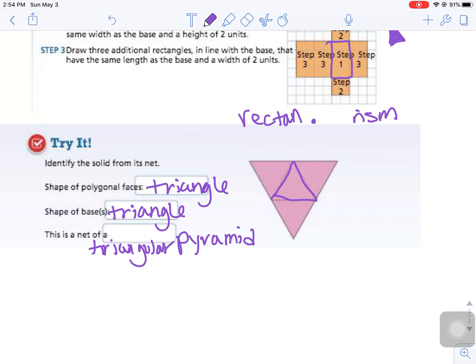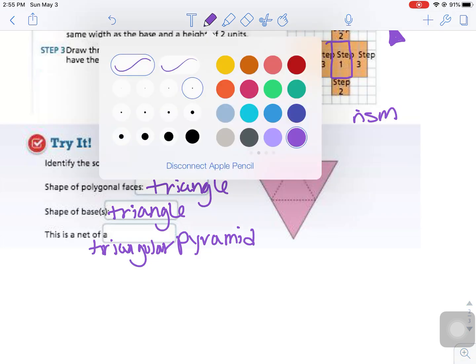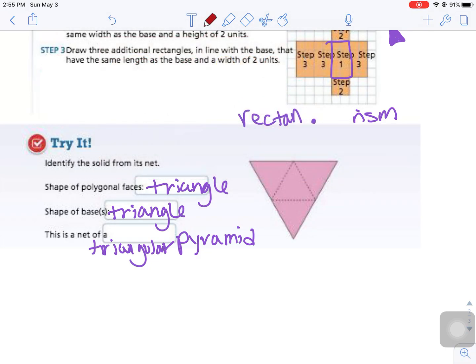So that's how you can use a net to be able to classify the solid as well. And sometimes when it's split down into a net, it's easier to count the vertexes and the edges and to see them all. So here it's kind of easier to identify all of the edges. And it's also easier to see where all of the vertexes are. So that is one benefit of using a net instead of using the actual folded up pyramid shape.